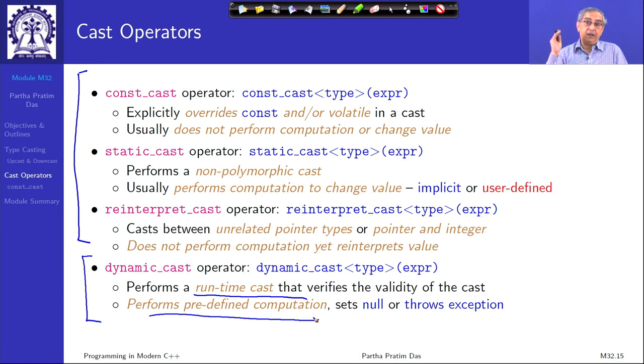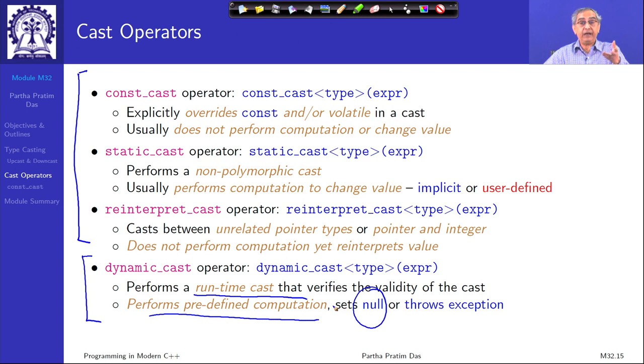Dynamic_cast is allowed only on pointers and references. So, if the validity check of a dynamic_cast fails, then the dynamic_cast operator gives you a null pointer and you know that you have failed.